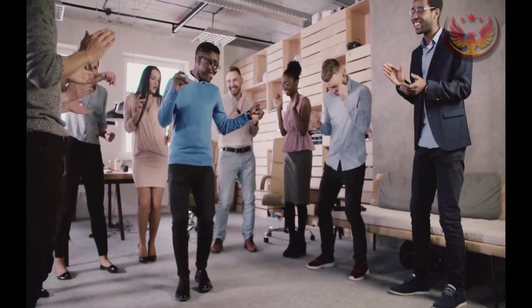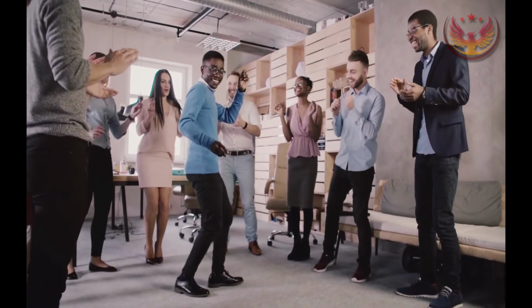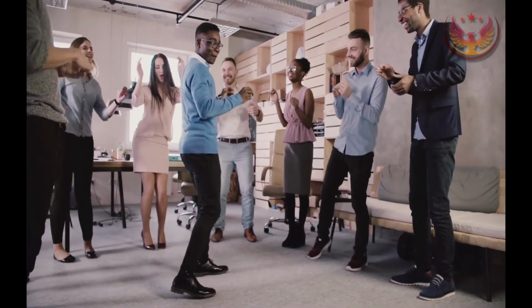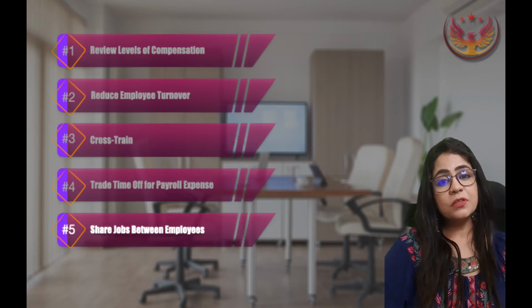This gives both you and the employees the flexibility to work on various fronts as and when required. Option 5. Share jobs between employees. Office positions in particular are well suited for delegating responsibilities.